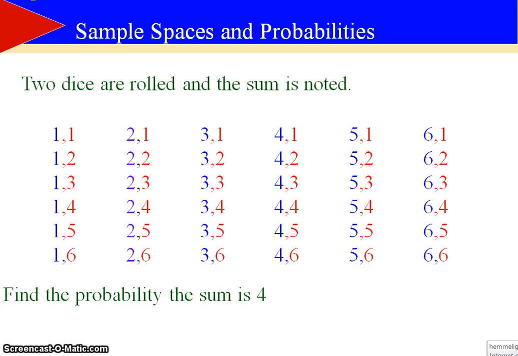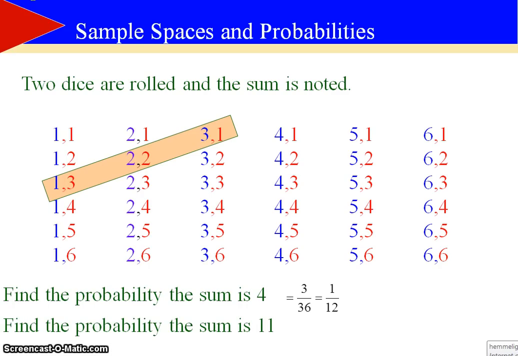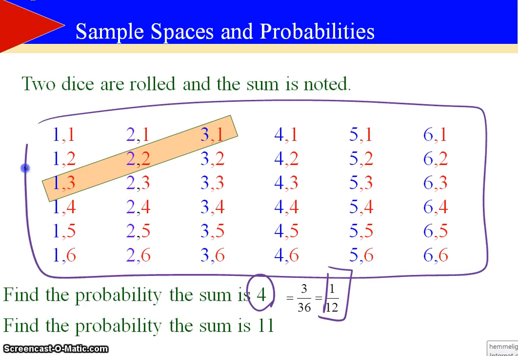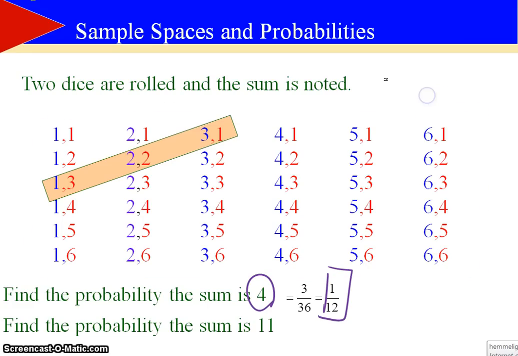So what we can do is look at the 3 ways that the sum is 4. So there's 3 out of 36 possible ways. So the probability that you get a 4 is 3 out of 36, or 1 over 12. We are going to reduce our fractions because there's 3 ways to get what we want, the sum being 4, and there's 36 possible outcomes in the sample space. So the probability is 1/12.